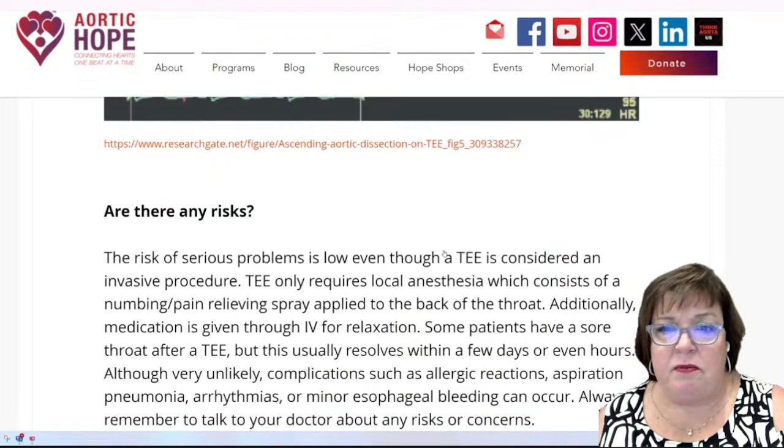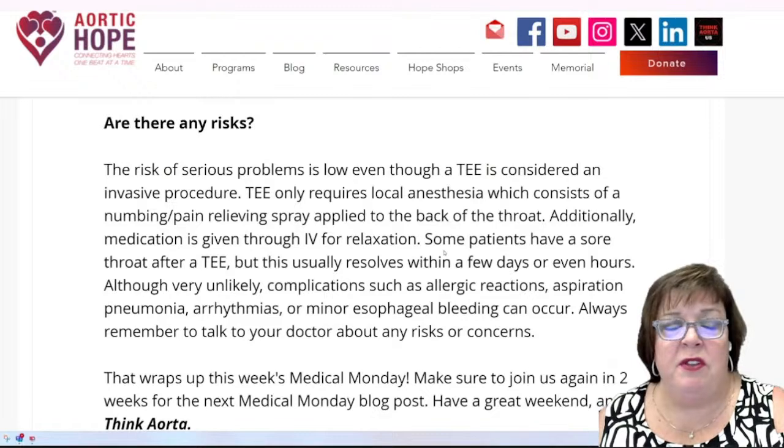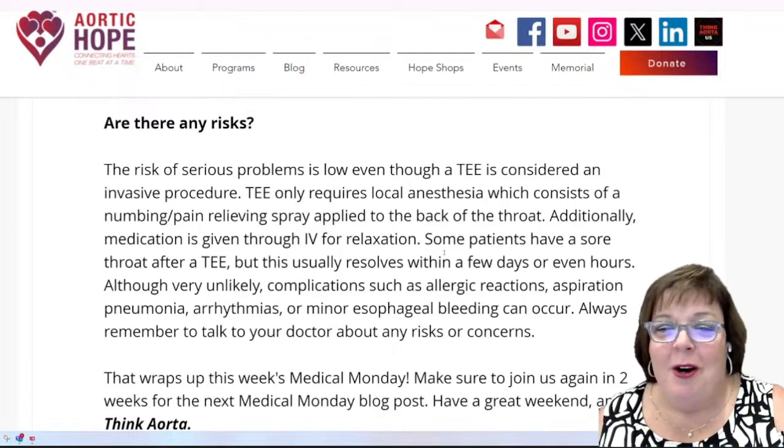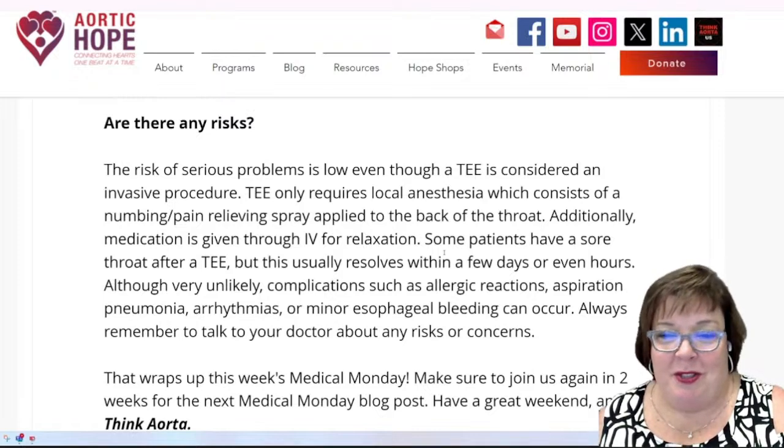Are there any risks? The risk of serious problems is low, even though a TEE is considered an invasive procedure. TEE only requires local anesthesia, which consists of a numbing, pain relieving spray applied to the back of the throat. Additionally, medication is given through IV for relaxation. Some patients have a sore throat after a TEE, but this usually resolves within a few days or even hours. Although very unlikely, complications such as allergic reactions, aspiration pneumonia, arrhythmias, or minor bleeding can occur. Always remember to talk to your doctor about any risks or concerns.